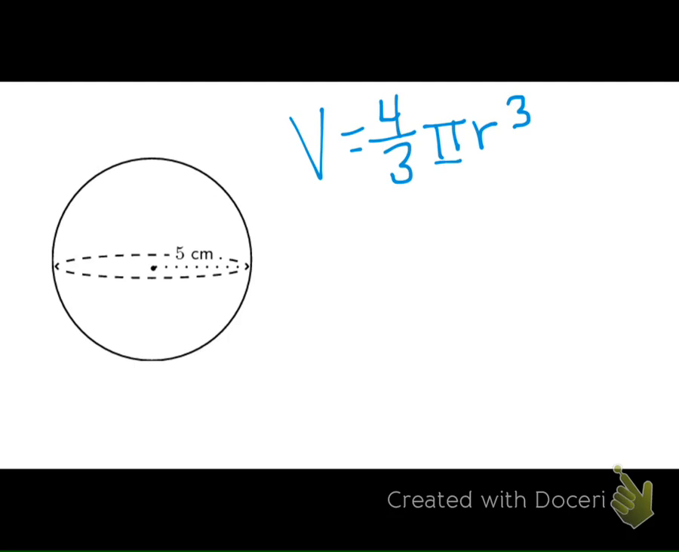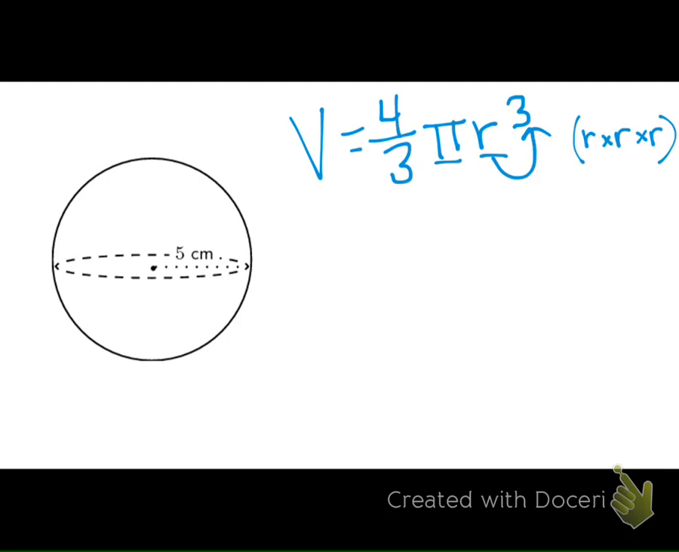I still have pi, which is still my 3.14, and this time I have radius. Now, I have radius to the third power, which, as a side note, does not mean radius times 3. It means radius times radius times radius. So I'm actually multiplying the radius times itself 3 times instead of just 2 times like we see in our pi times radius squared for area.